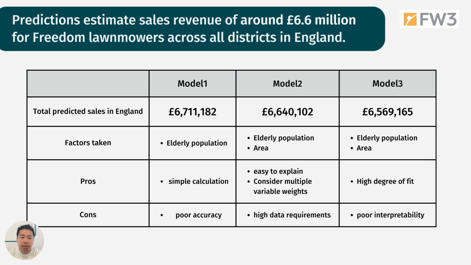Based on these three models, we predict the total sales figures for all districts in England using the population and area data. Notably, all three models produce similar results, indicating that the sales revenue for Freedom lawnmowers in England is estimated to be around £6.6 million. With this information in hand, we can confidently recommend adjusting our production line to accommodate the expected demand.